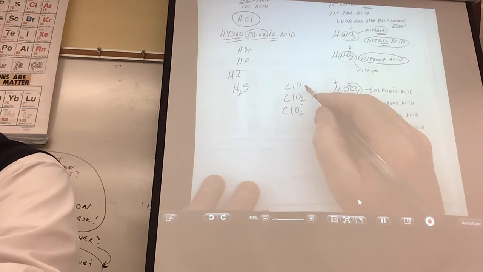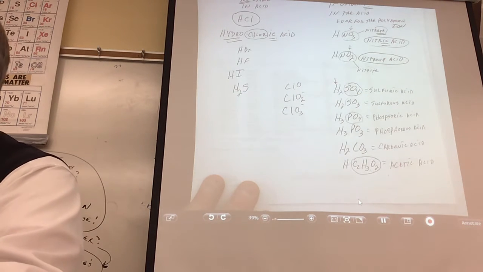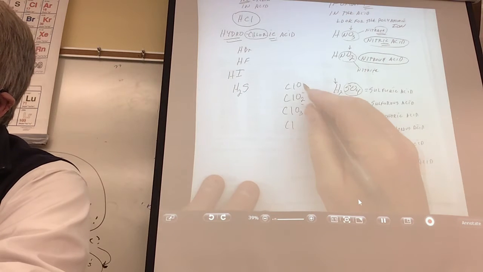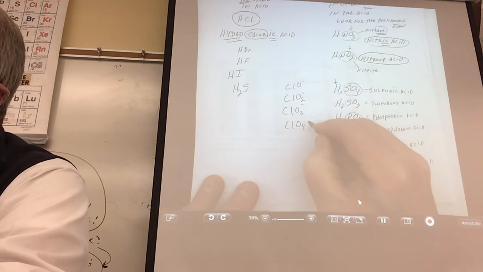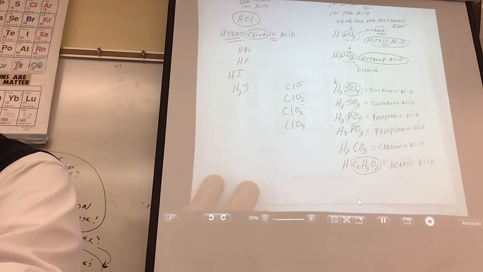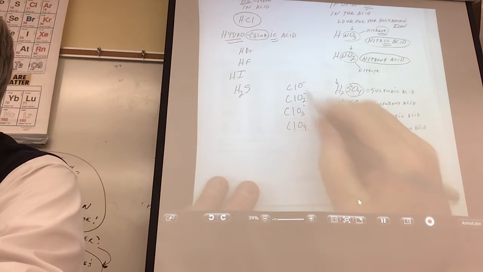Hypochlorite. It still ends in -ite, didn't it? And then what about adding an oxygen? ClO4, perchlorate. Did it end in -ate? Okay, now we're going to make these into acids, right?